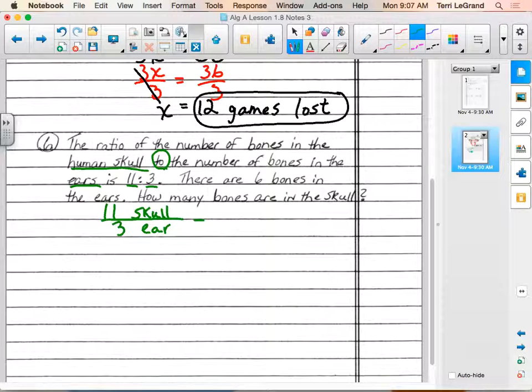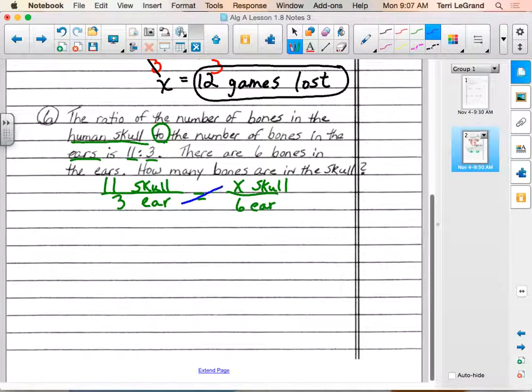And then we will set up a ratio with the other information that we're given and what it is we're solving for. So there are 6 bones in the ears. The ears are downstairs in the other one, so we'll put them downstairs in this one. And we're solving for how many in the skull. Notice, we're just putting our labels in the proportion, but I do insist that you do that. It helps you see that you have a good setup. Then you can drop those labels while you're doing your cross products.